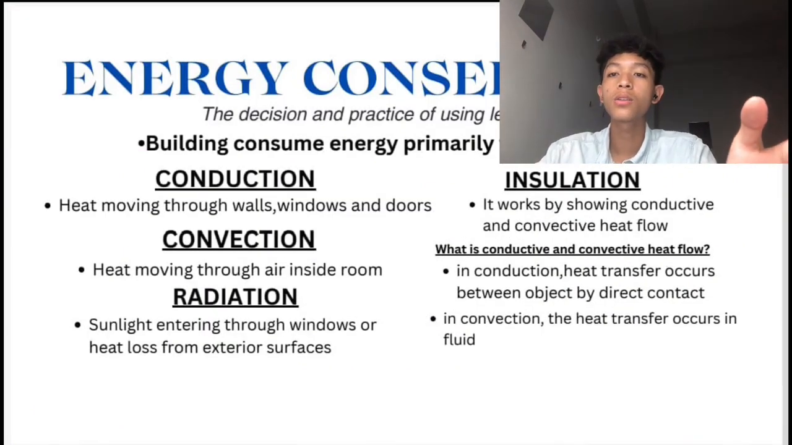When we talk about energy conservation, buildings consume energy primarily through heating. So how does heat move through a building? There are four ways heat moves through a building. The first one is conduction, heat moving through walls, windows and doors. The second one is convection, heat moving through air inside a room. The third one is radiation, sunlight entering through windows or heat loss from exterior surfaces. The last one is insulation. It works by slowing conductive and convective heat flow.